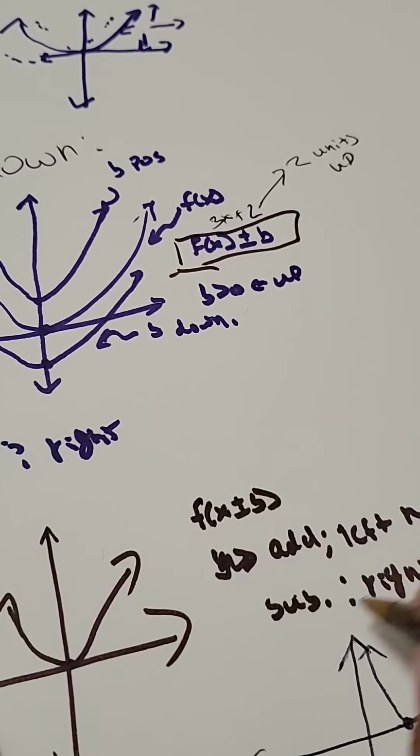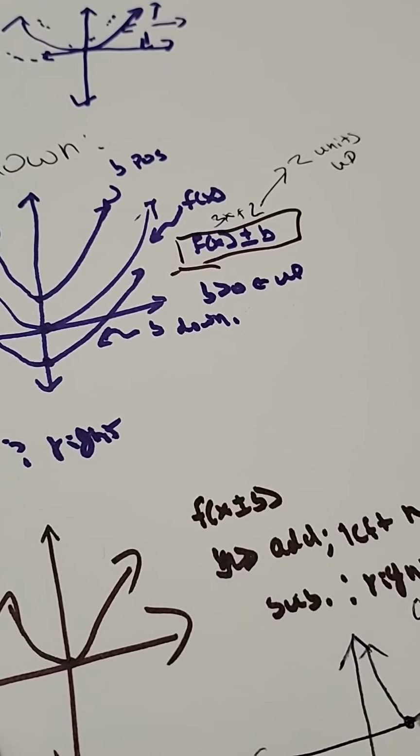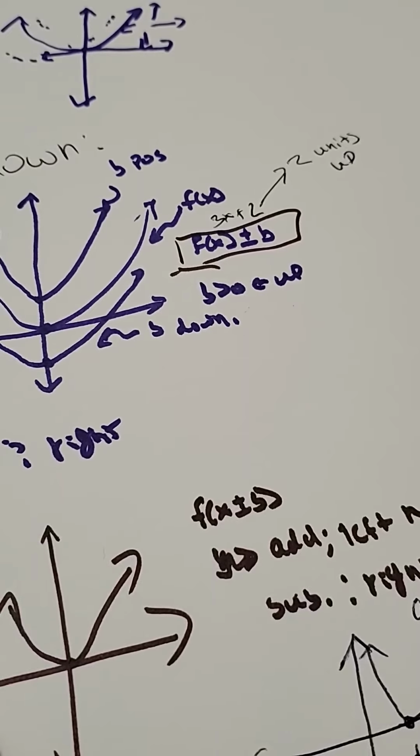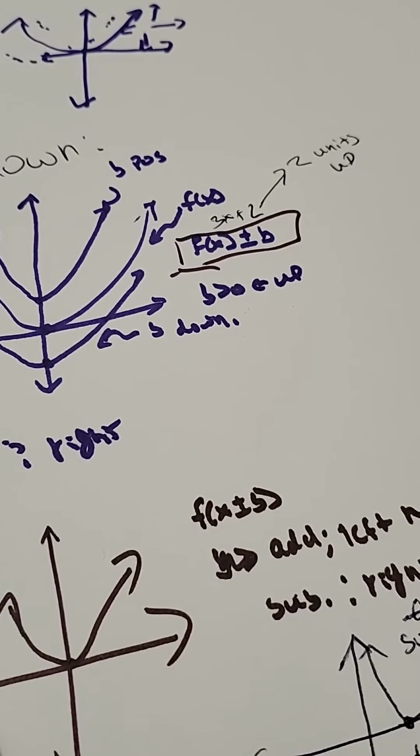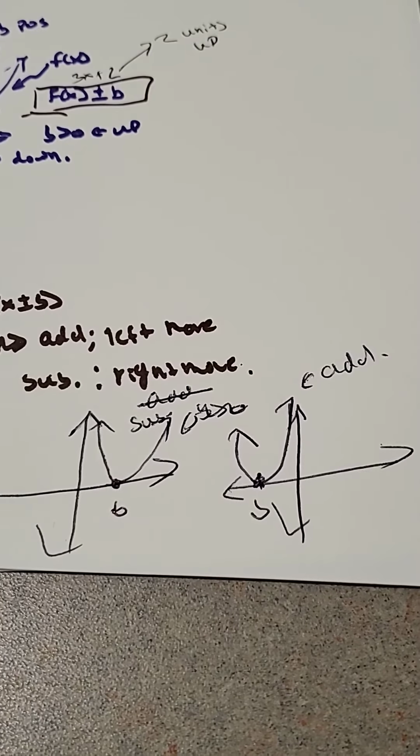If b is positive, add. And we move to the right b units. Left b units if it's subtract, sorry. If we subtract, and left if we add. There we go. If that makes sense, guys.